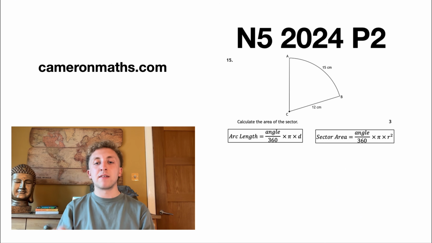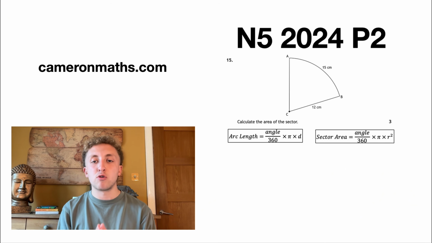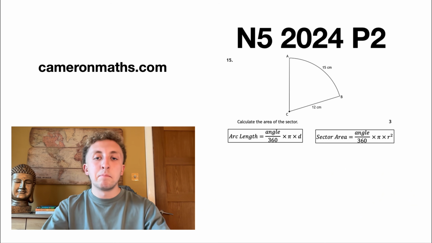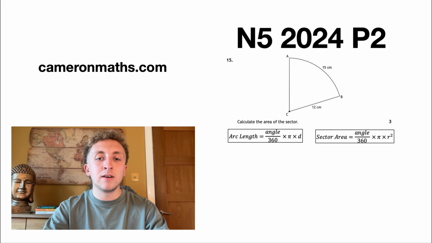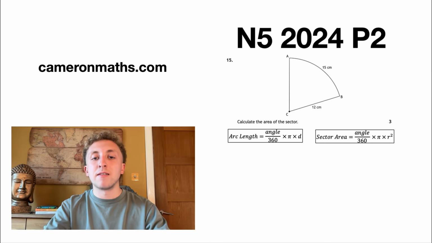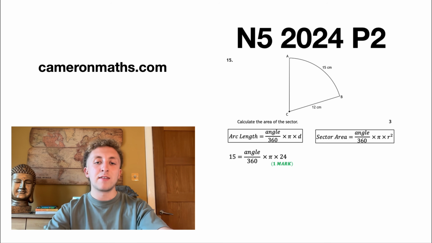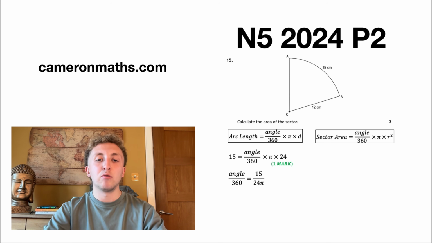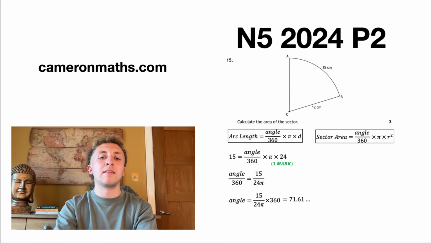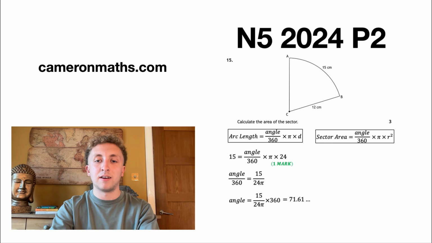Now we're looking for the sector area, but we can't use that equation just yet since we don't have the angle. But we do have the arc length and we do have the radius, which means we have the diameter, so we can use the arc length formula to work out the angle. We'll say that 15 is equal to the angle over 360 times pi times 24, that's 2 times the radius, and then divide both sides by 24 pi to get angle over 360 equals 15 over 24 pi, and then times both sides by 360 and put it into the calculator, and we get that the angle is 71.61 degrees.